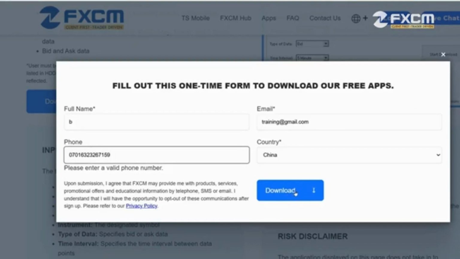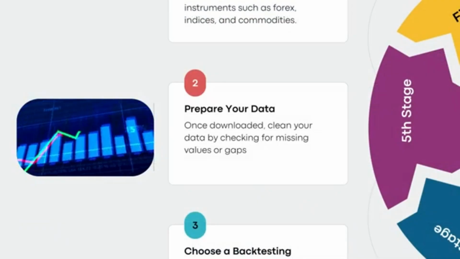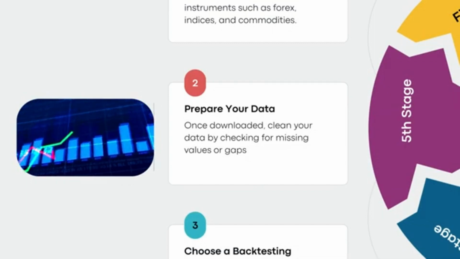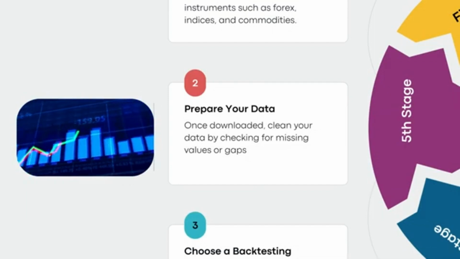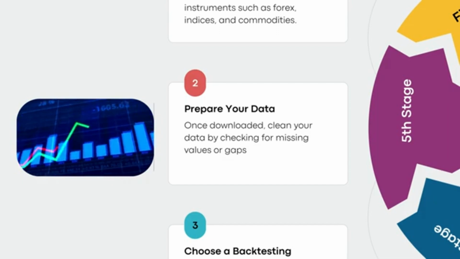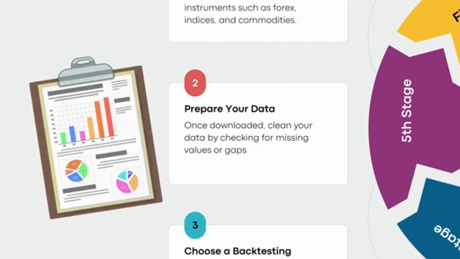Step 2. Prepare your data. Once downloaded, clean your data by checking for missing values or gaps. This step is critical because inaccurate data can lead to misleading backtest results. Save it in a format compatible with your backtesting software, such as CSV or JSON.